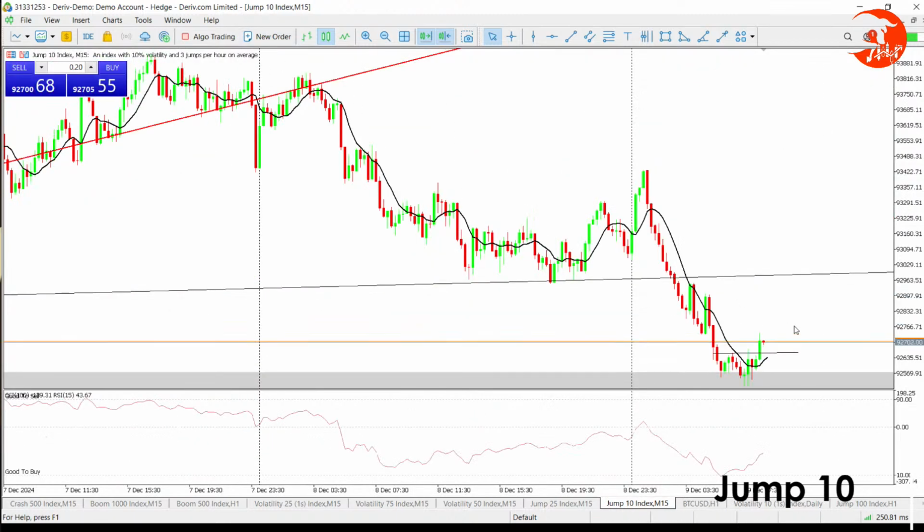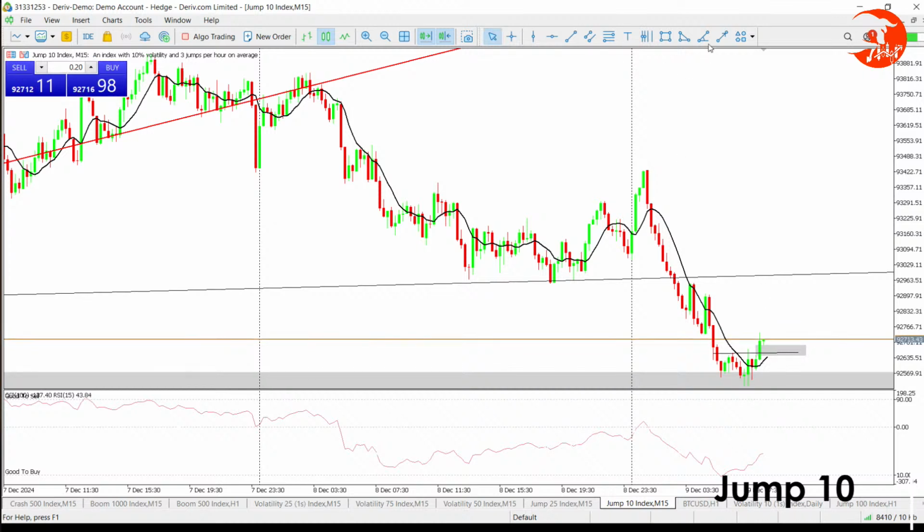So for now, I will wait. I can't enter here. I will wait for what happens. Probably if this candle closes just the way it is, then I will wait for price to come back to this level. Then I make my entries from that very level there. That's how I'll enter this Jump 10. So today Jump 10 may give us some money.